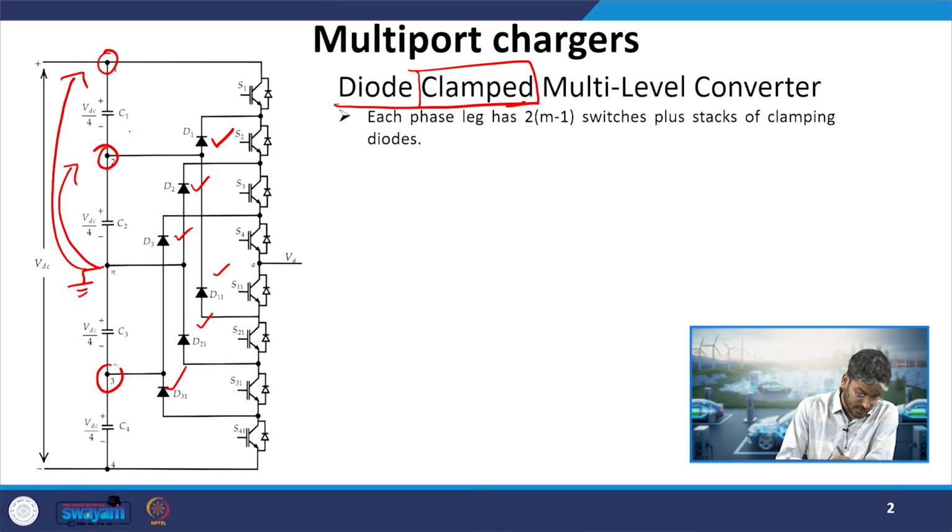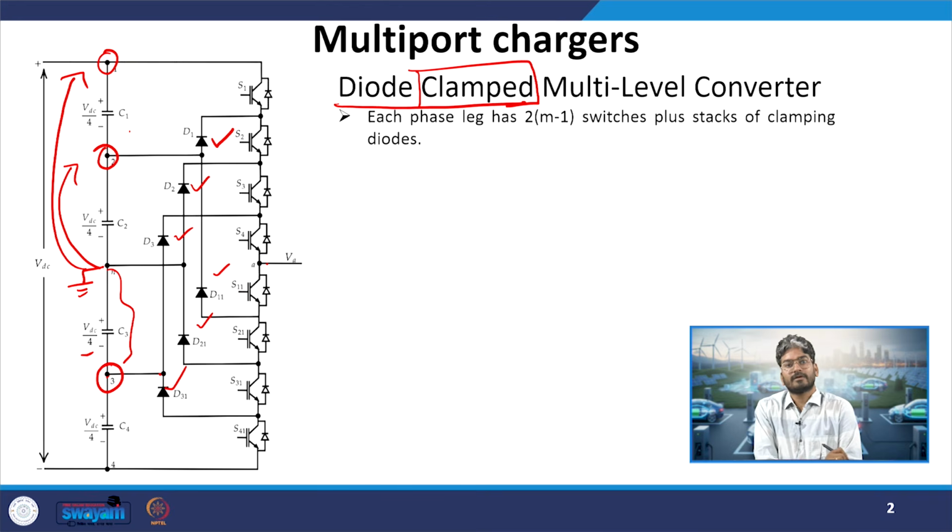Similarly, when we see this node 3, its potential is fixed by this diode at a value of minus VDC by 4 with respect to the neutral point. So when I say this is fixed at this point, whenever I turn on the corresponding switch, this point will be connected to the output and the potential of this capacitor will be applied across the output terminal. Because of the presence of diodes, we are able to fix the potential of particular nodes at a particular point. That's why we say it is a diode clamped circuit, and we are using diodes to clamp the voltage. So it is a diode clamped multi-level converter.